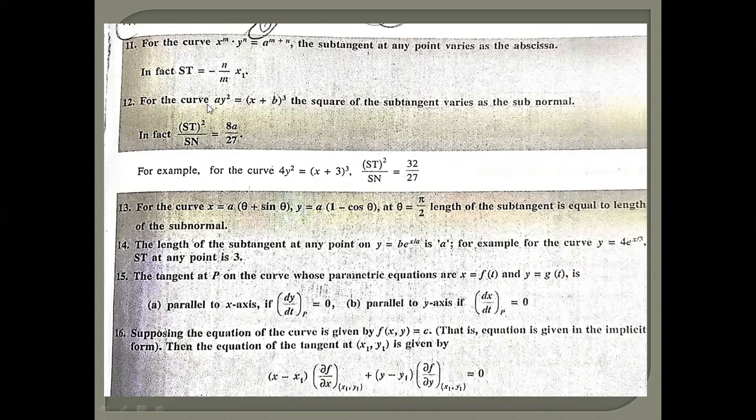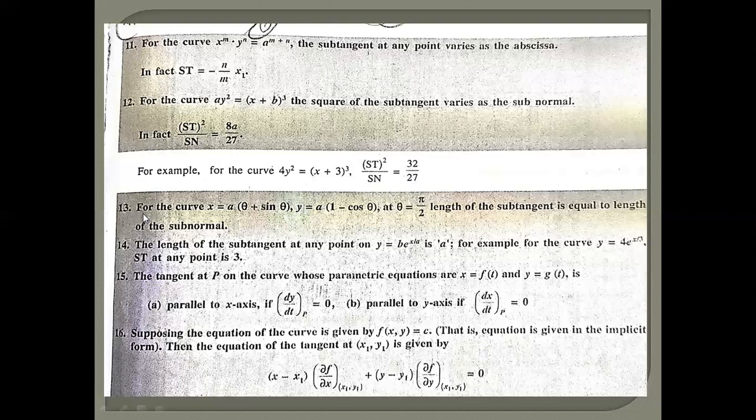12th point, for the curve ay square is equal to x plus b whole cube, the square of the subtangent varies as the subnormal. In fact, subtangent whole square by Sn, the subnormal, is equal to 8 by 27 into a. For example, for the curve 4y square is equal to x plus 3 whole cube, here b is 3 and a is 4. Then subtangent whole square by subnormal is equal to 8 by 27 into 4, that is equal to 32 by 27.